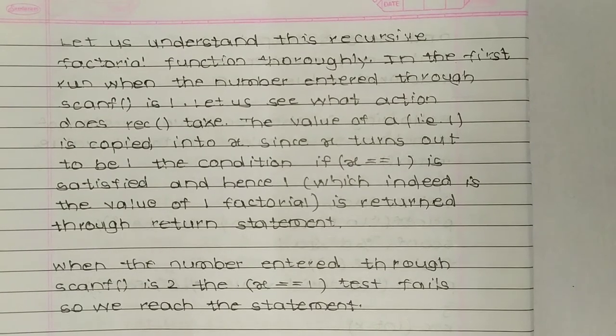In the first run, when the number entered through scanf is 1, let us see what action rec takes. The value of a, that is 1, is copied into x. Since x turns out to be 1, the condition if x is equal to 1 is satisfied, and hence 1, which indeed is the value of 1 factorial, is returned through the return statement.